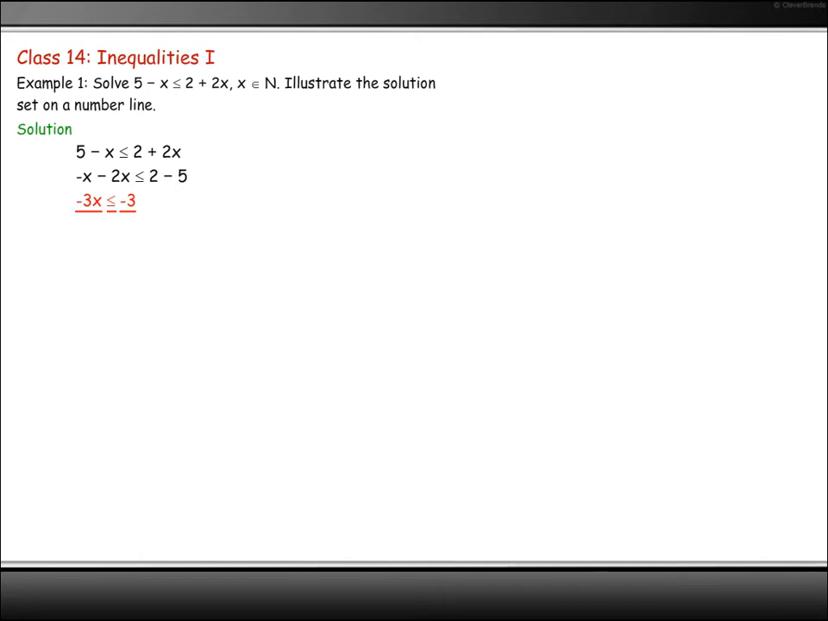Divide both sides by -3. Remember to reverse the inequality. The solution is x is greater than or equal to 1. N is the set of whole positive numbers. Mark in all the numbers greater than and including 1 on the number line.